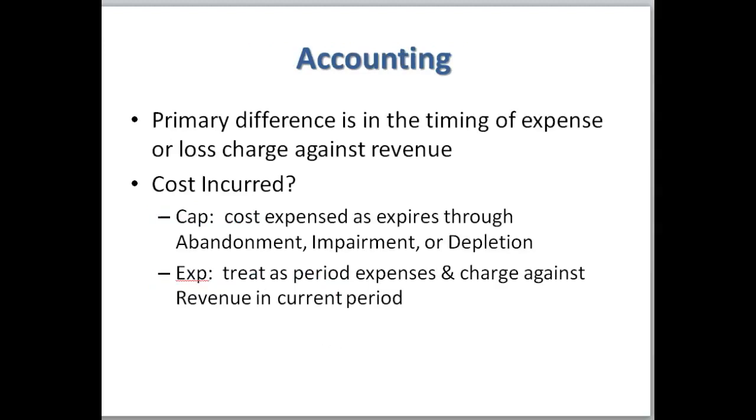Now again, the primary difference between the two methods is in the timing of the expense and when it's going to be charged against revenue. So when we have a cost incurred, it's going to be capitalized and the cost expensed as expired through abandonment, impairment, or depletion. This will be similar to when we have depreciation on other types of assets. Or is it going to be expensed? It would be treated as a period expense charged against revenue in the current period. So we will see it on our income statement that year.